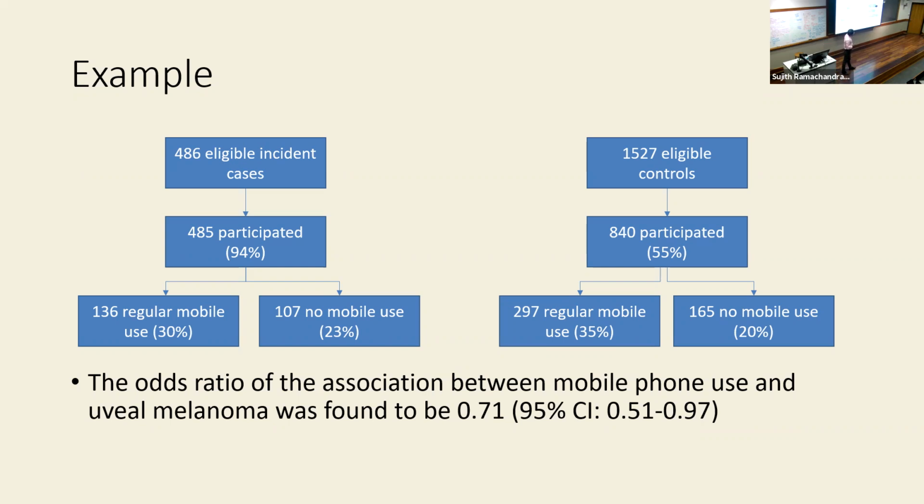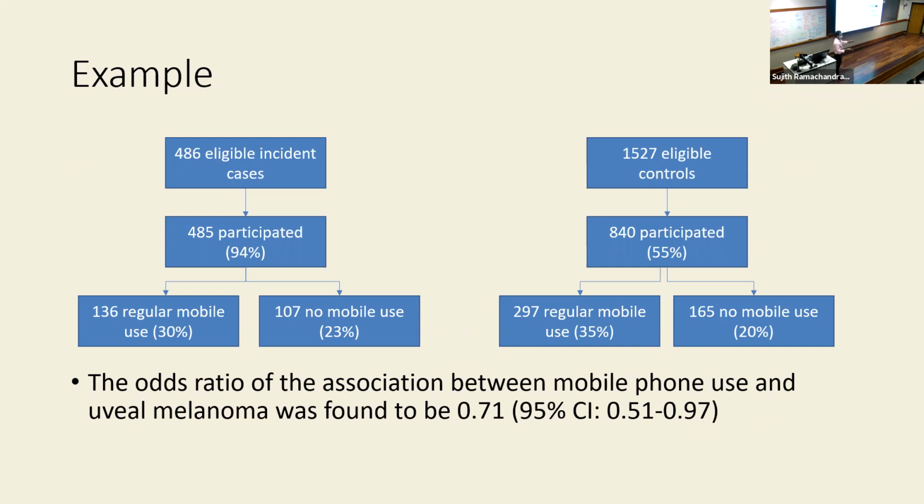Similarly, they identified 1,527 eligible controls without uveal tract melanoma that they had identified from the population at large. So this group was identified from the hospital. That is a population-based control. In fact, in the original study, they also had a hospital-based control, but we are not going to talk about that now because this QBA is specific to the population-based controls.